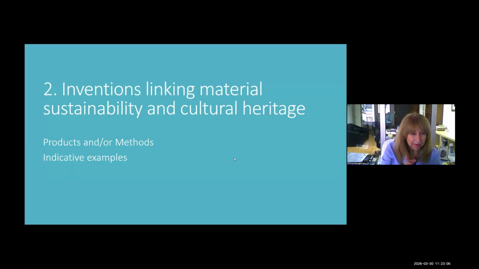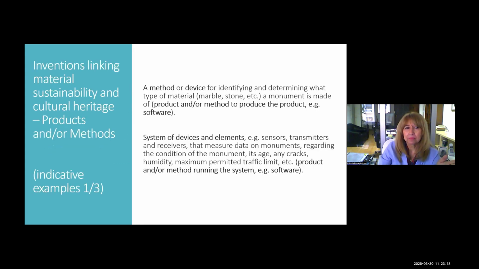Thank you. So, inventions linking material sustainability and cultural heritage. We shall see some indicative examples. These inventions might be products or might be methods. For instance, a method or device for identifying and determining what type of material, marble, stone, etc., a monument is made of. This invention might be a product invention or a method to produce the product. For instance, a software. Other examples, a system of devices and elements, e.g., sensors, transmitters, receivers that measure data on monuments regarding the condition of the monument, its age, any cracks, humidity, maximum permitted traffic limit, etc. This system of devices, of the sensors and of the screens, is a product invention and or a method invention running the system, for example, with the software.